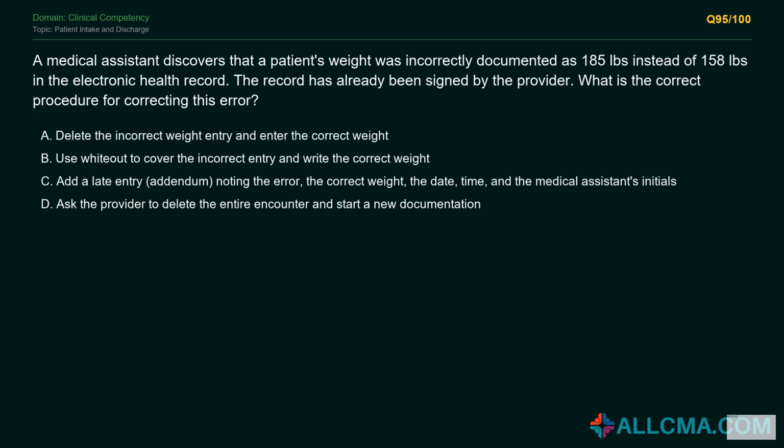Option A, delete the incorrect weight entry and enter the correct weight. Option B, use whiteout to cover the incorrect entry and write the correct weight. Option C, add a late entry, addendum, noting the error, the correct weight, the date, time, and the medical assistant's initials. Option D, ask the provider to delete the entire encounter and start a new documentation.